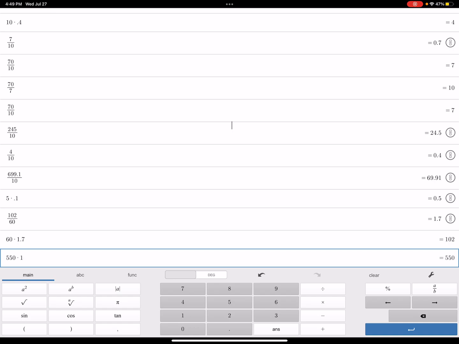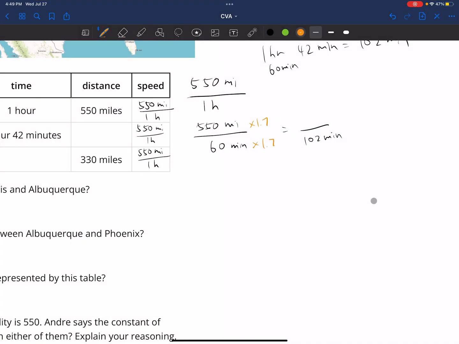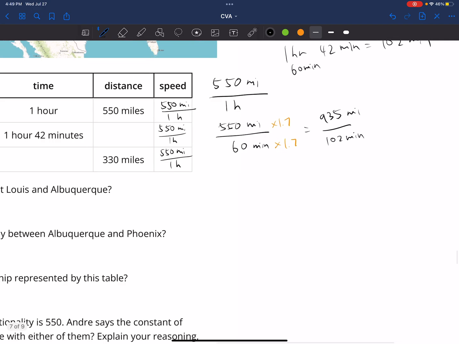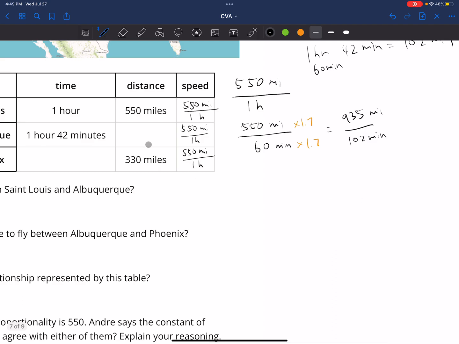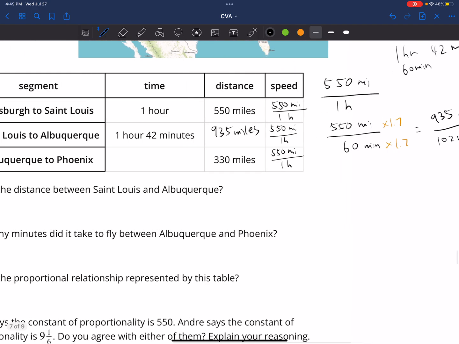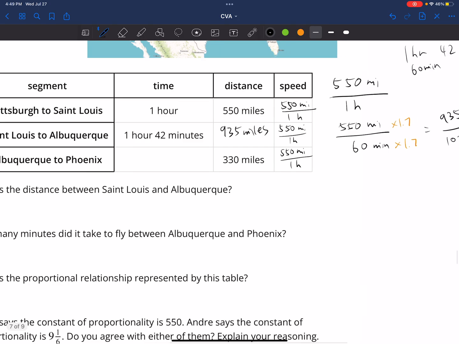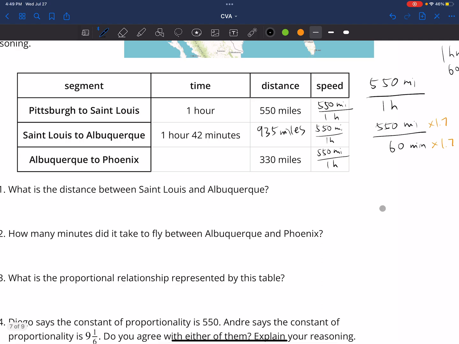So let's do 550 times 1.7, and that equals 935 miles. That's kind of cool, right? We had no idea how much distance was traveled, but doing some math, you were able to figure out the exact distance, which I personally think is really cool. So the distance from St. Louis to Albuquerque is 935 miles.